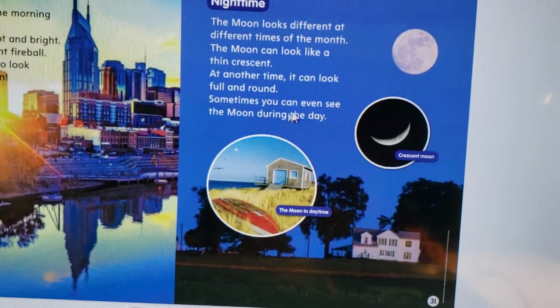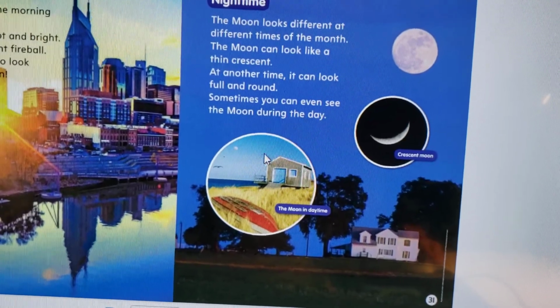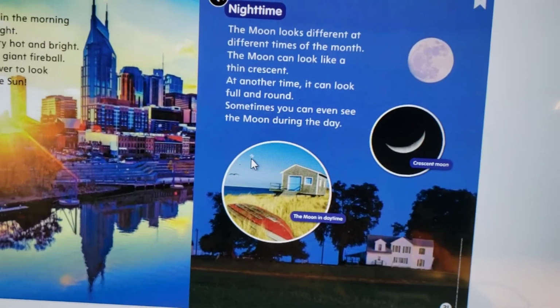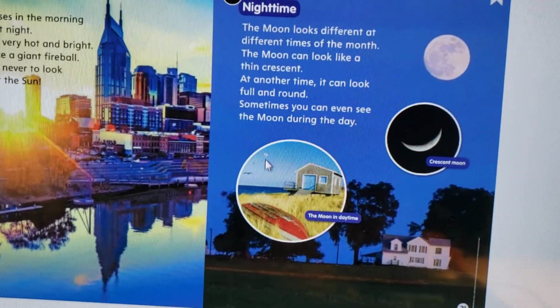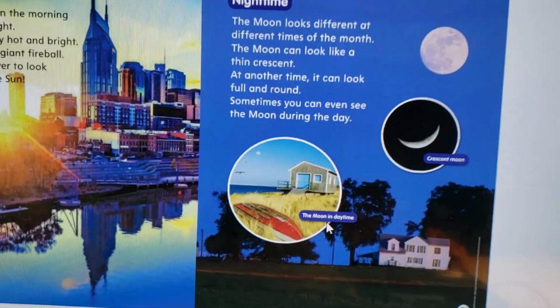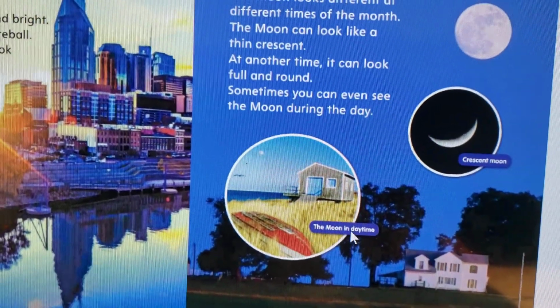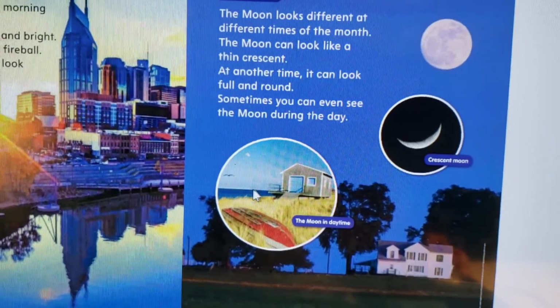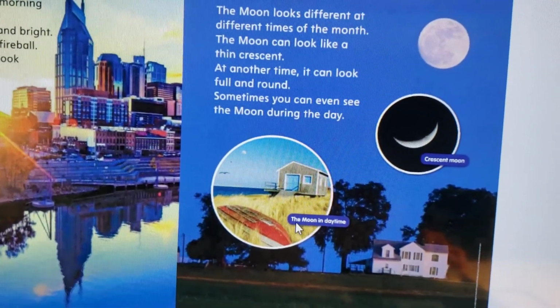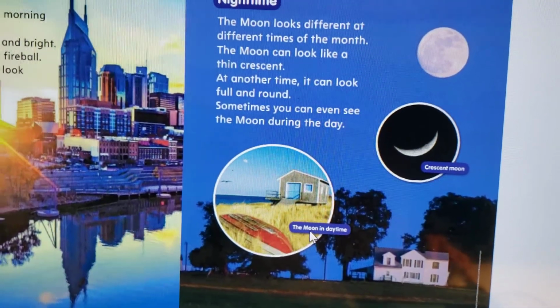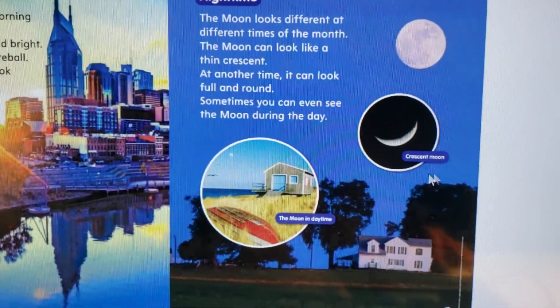Sometimes you can even see the moon during the day. Here it is daytime, and right there you can see the moon. And we've seen it sometimes out on the playground. So in this caption, it says, the moon in daytime. So whenever you have a picture on your page and there's words telling about it, that text feature is called a caption. It tells about the picture.